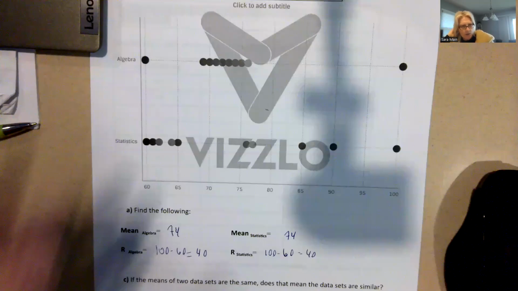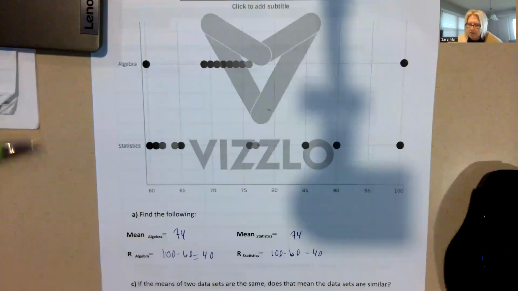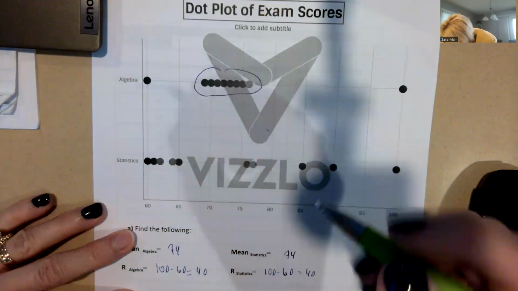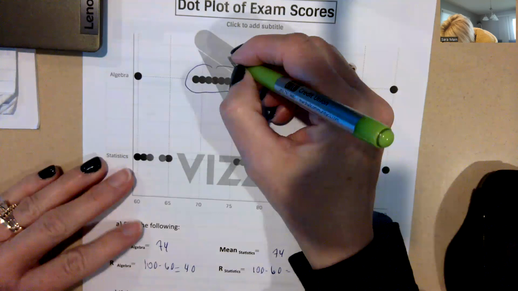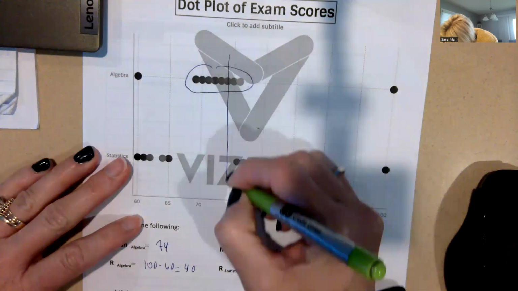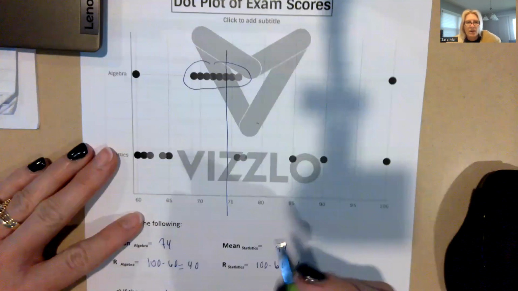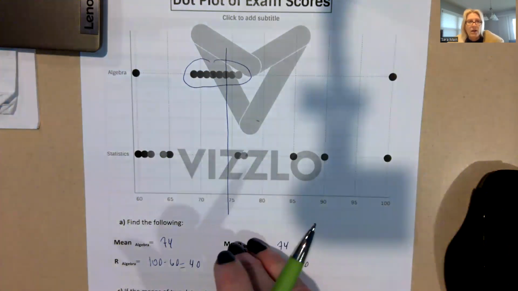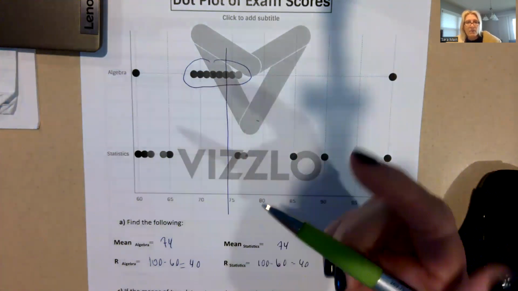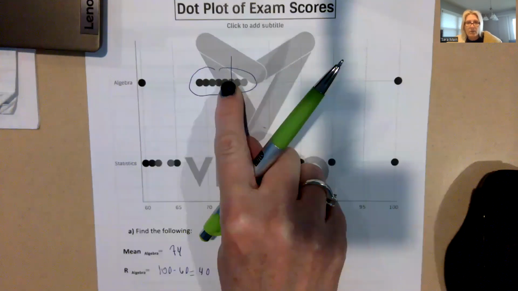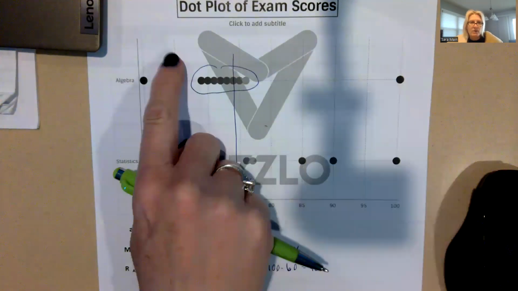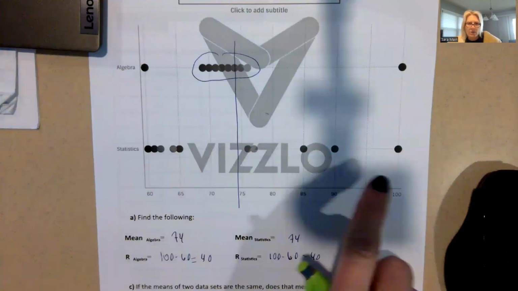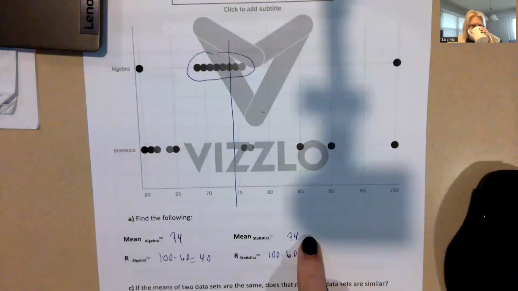If you take a visual look at the data, it does not look like that. From the data, it looks like the algebra is much more centered around the mean. So if we were to plot it, the mean would be somewhere around here. And it looks like the statistics students are really not centered around the mean. So for the algebra students, I would say the mean is probably a good measure of center. There is a student that scored high and a student that scored low. But in the statistics set, it looks like they're much more spread out.